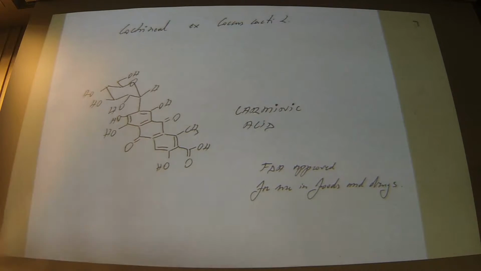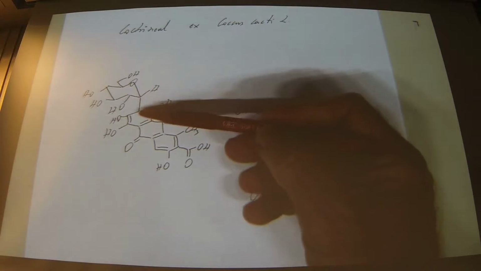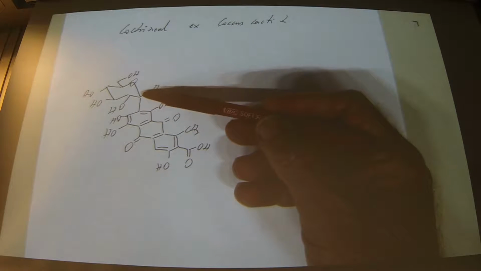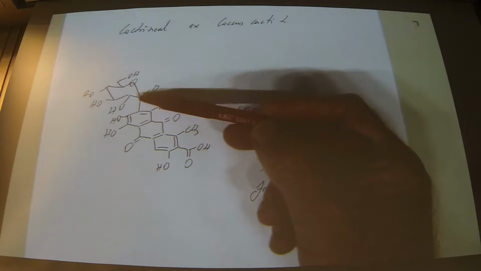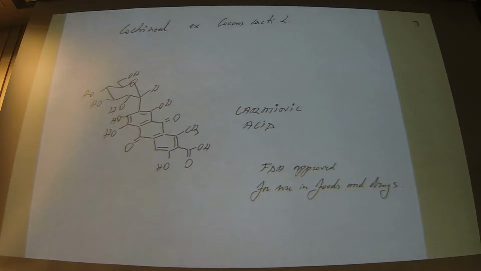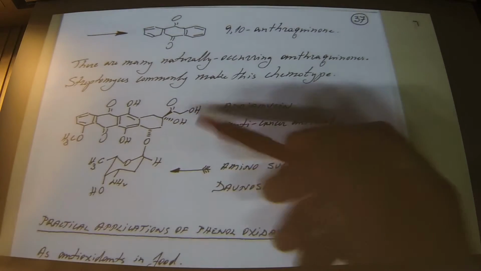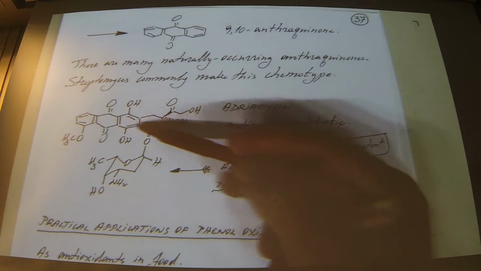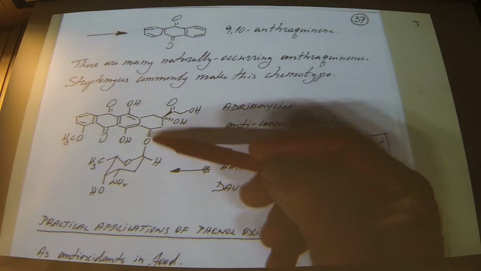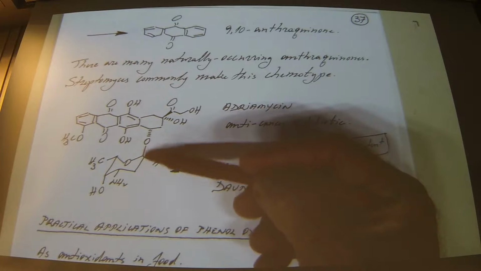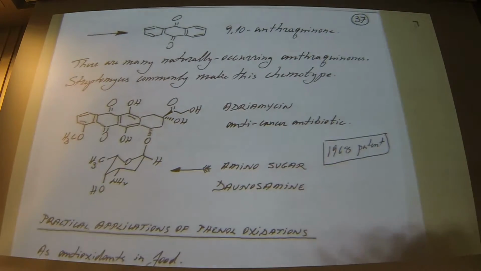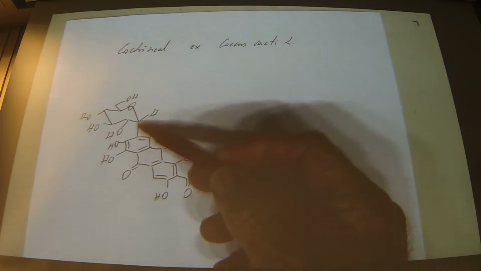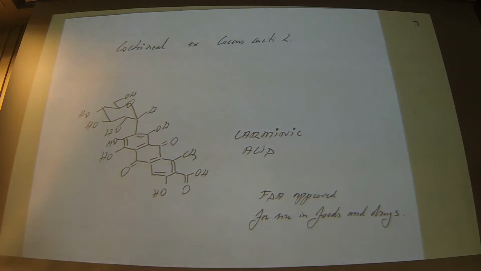Now, I want to draw your attention to the sugar here. And notice that here you have a carbon-carbon bond that joins the anthraquinone to the sugar, whereas in adriamycin, you have a carbon-oxygen bond that joined this piece to the sugar. This is known as an O-glycoside, and this is going to be known as a C-glycoside, okay?